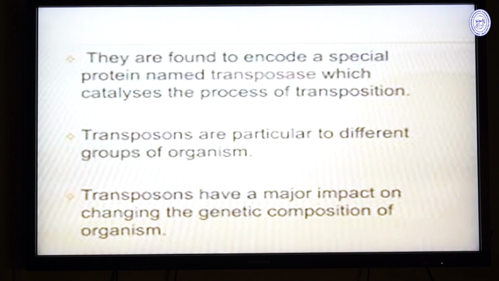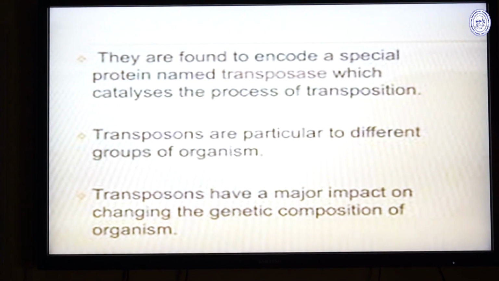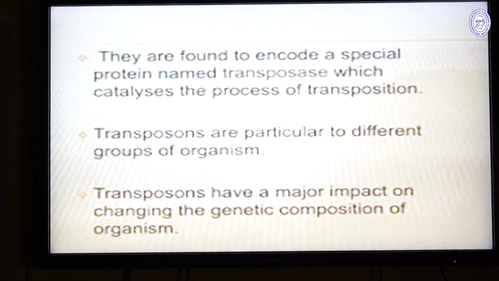They are found to encode a special protein called transposase. This particular protein which they carry within themselves is the main enzyme responsible for helping the transposons to keep on hopping from one place to another. The name of this enzyme is transposase. This is the enzyme that catalyzes the complete process of transposition and thus helps the transposons to keep on changing their location from one place to another in the genome.